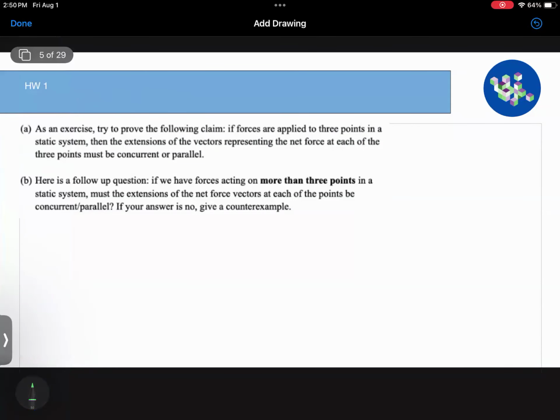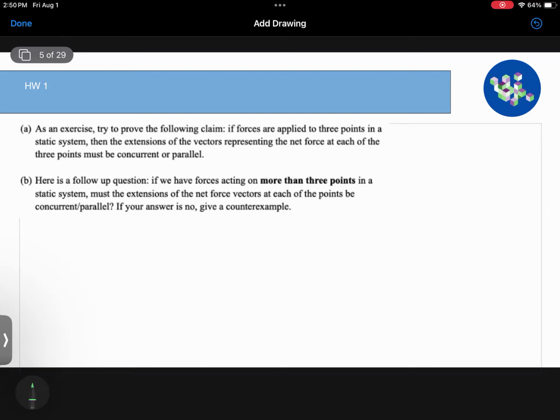Homework review. All right, this is the first problem, part A. As an exercise, try to prove the following claim. If forces are applied to 3 points in a static system, then the extensions of the vectors representing the net force at each of the 3 points must be concurrent or parallel. That was a mouthful, but let's first look at the picture.